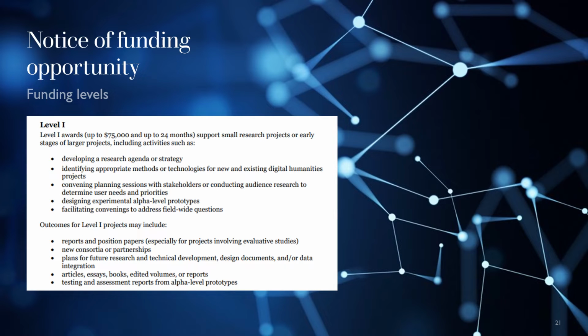Level 1 is appropriate for smaller projects or those at earlier stages of a larger project, where you might use funding to bring people together to scope out a research agenda or map out the next steps for your project. Level 1 funding can also be used to develop experimental alpha-level prototypes. Level 1 projects can have a duration or period of performance of up to 2 years. You can see the types of activities and outputs that are appropriate for Level 1 funding on this slide and in the NOFO.